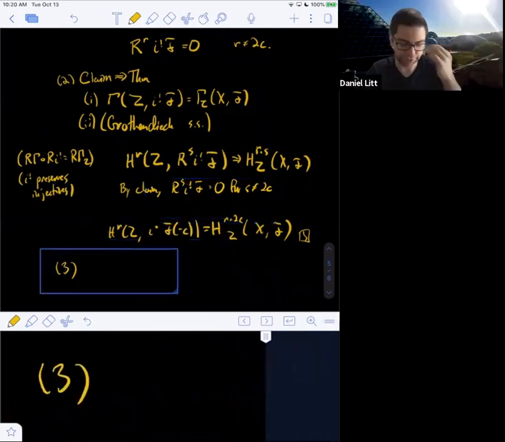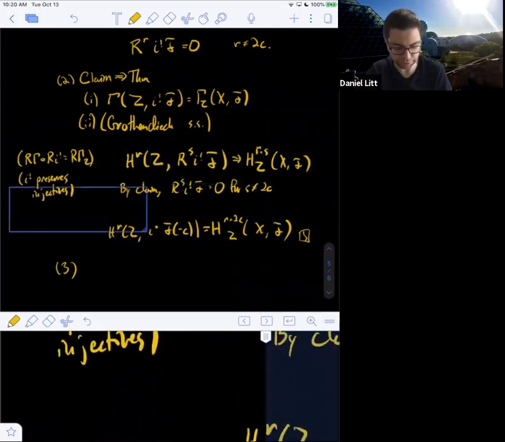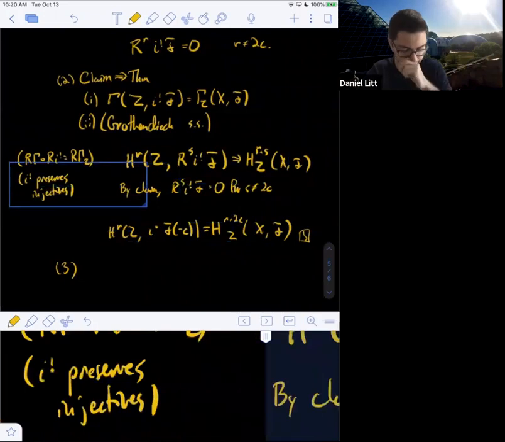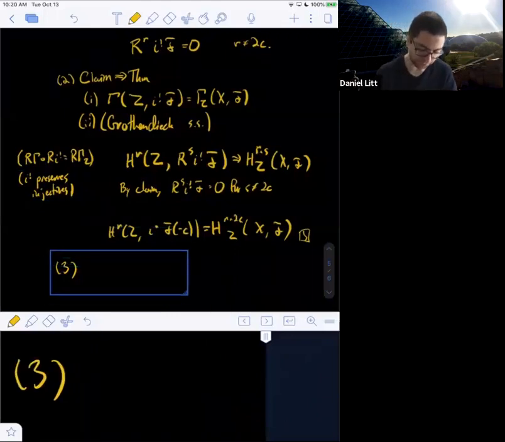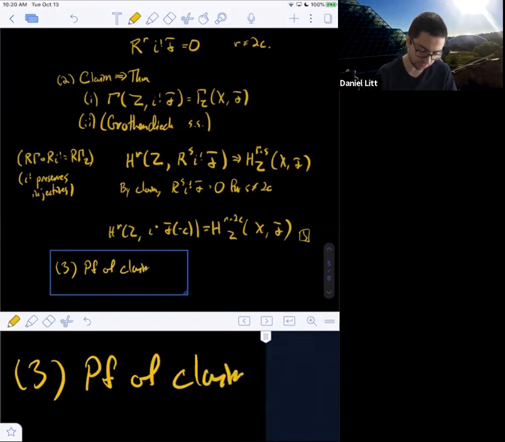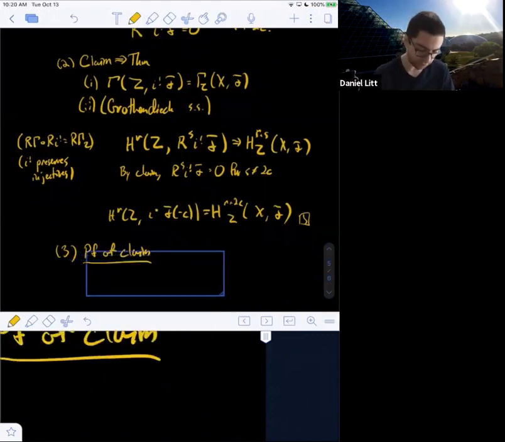So all we did is we have this Grothendieck spectral sequence, which was a more or less formal thing from the fact that i upper star preserves injectives, and then we plugged in the statement of the claim to that spectral sequence. All right, so finally, what we have to do is prove the claim. And I'm not going to do it in detail, but I'll sketch the argument. So first of all, it's a local claim.